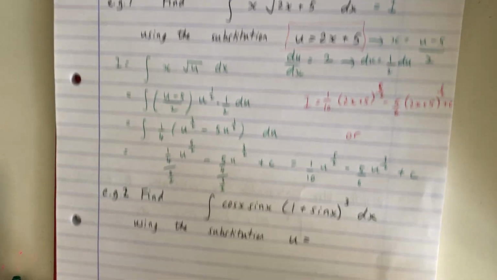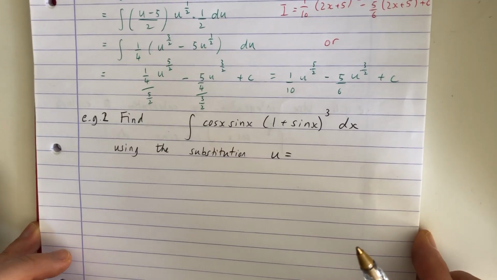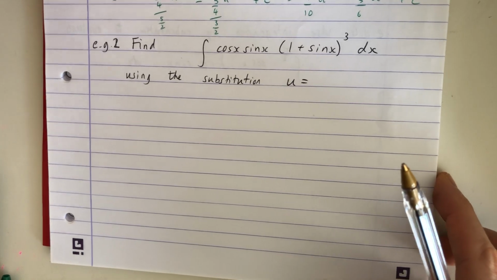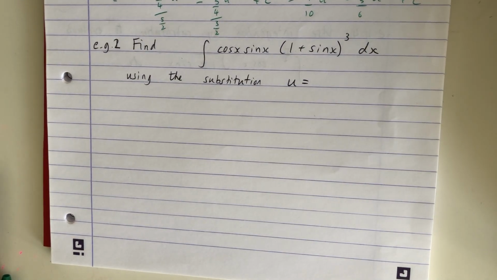Okay, this next one, we have integrate cos x sin x brackets 1 plus sin x to the power of 3 with respect to x. And we have to use a substitution. Any ideas on what substitution you would use? Again, you want to focus on the most complicated looking bit and just replace it with a letter, and I'm going to use the letter u.